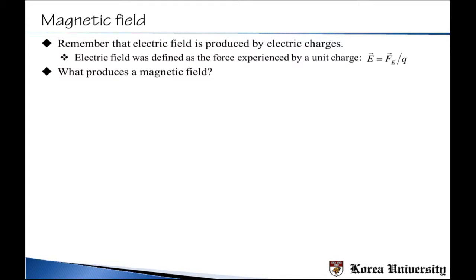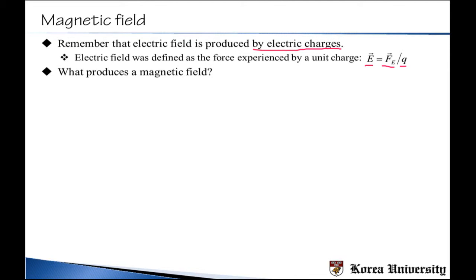So now we will study the magnetic field in a bit more detail. Here we will discuss it qualitatively first, and later we will of course use mathematics. The question I will ask is, what produces a magnetic field? In the case of the electric field, we know that electric fields are produced by electric charges, right? And the electric field vector was written as the Coulomb force vector divided by the test charge.